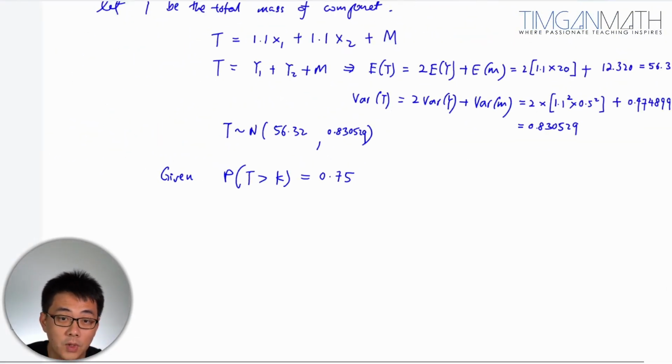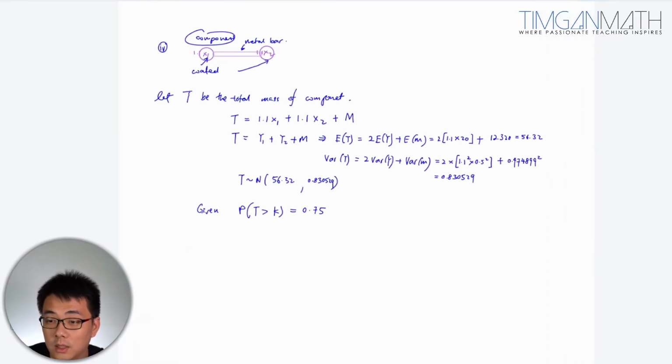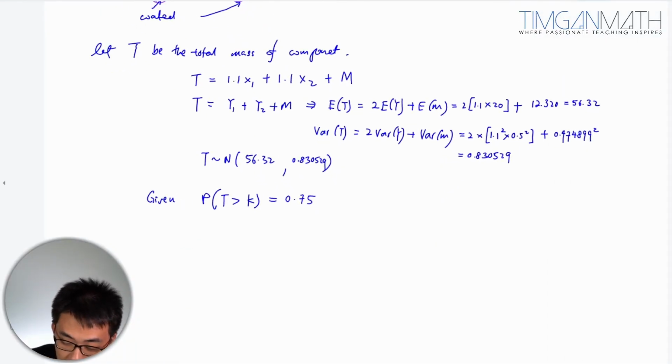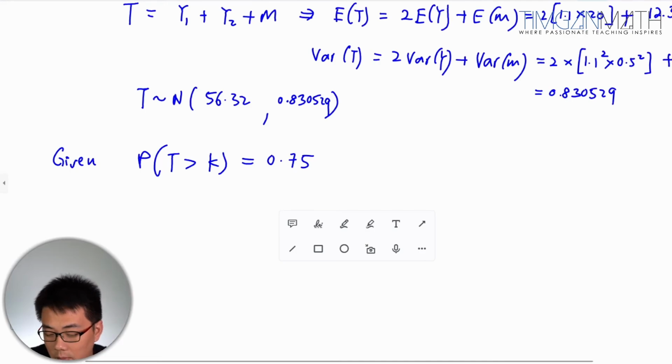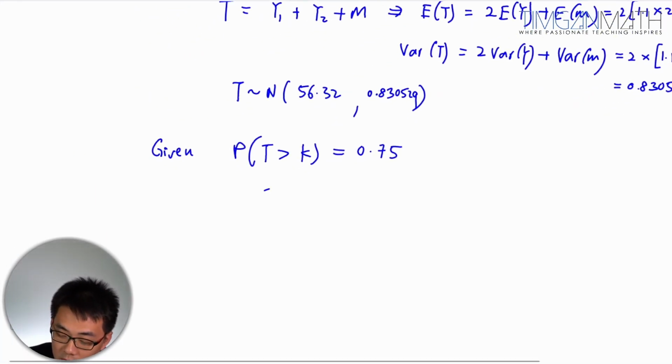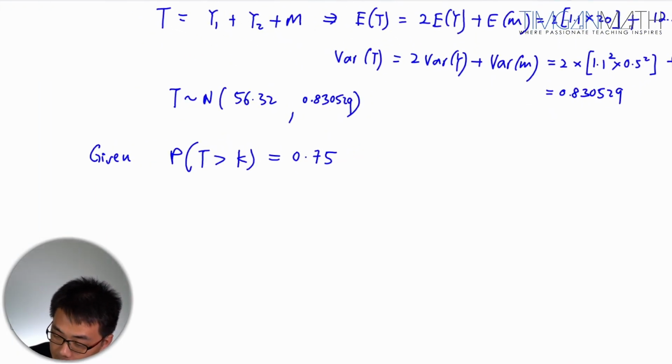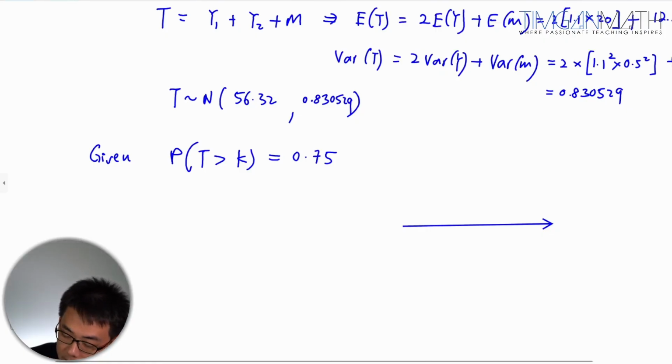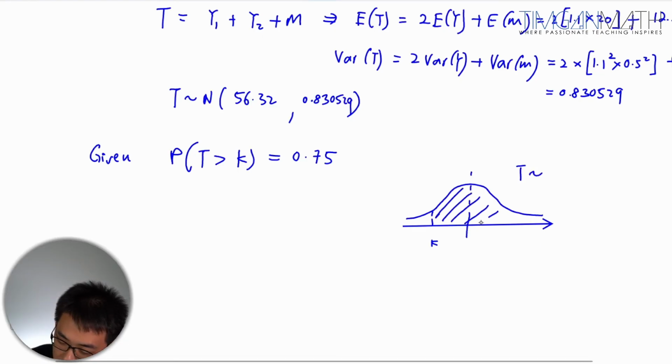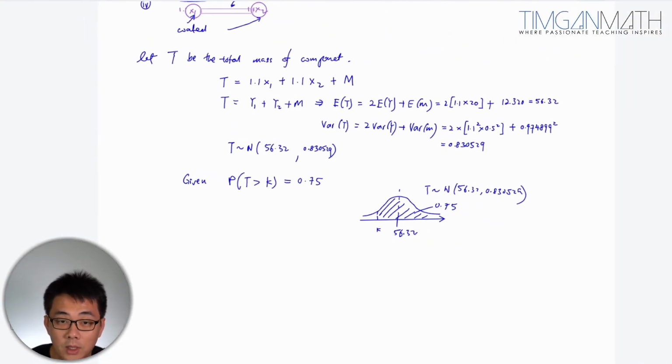We need to find the k. So I think this is pretty okay. We just need to basically use standardization, or we can use inverse norm if you want. Inverse norm will be good. Here will be just T. So P(T > k) is 0.75, where T is normally distributed with mean 56.32 and variance 0.830529. Okay, so all you can do is just inverse norm.